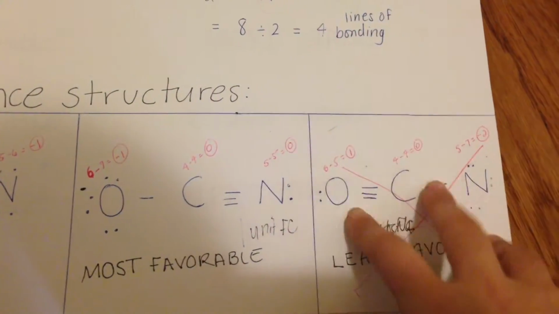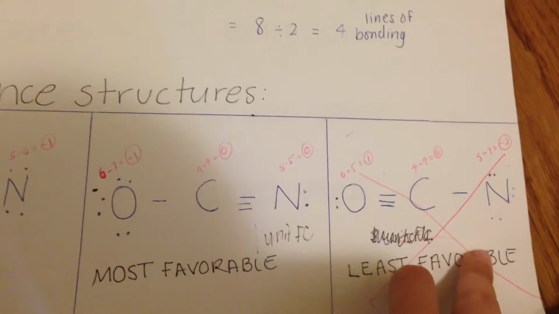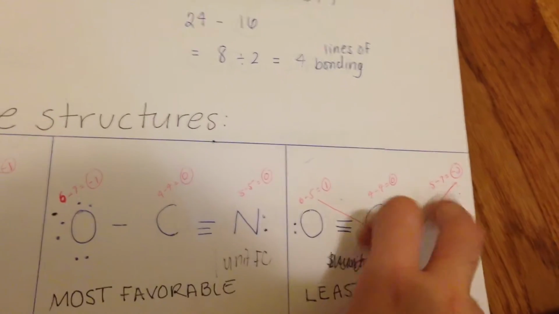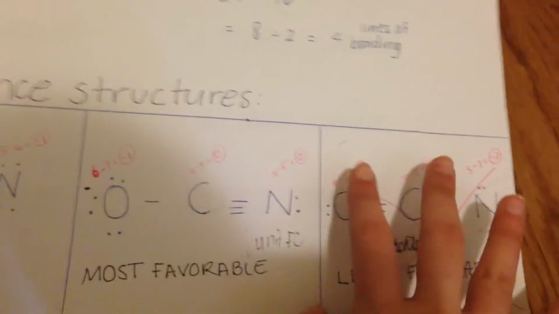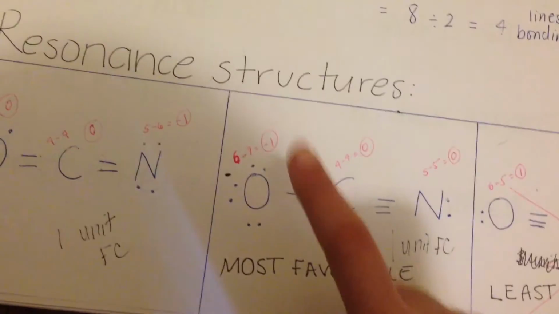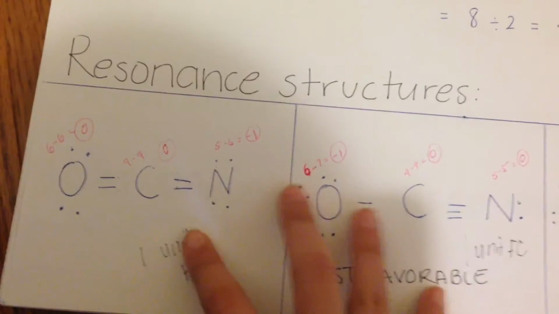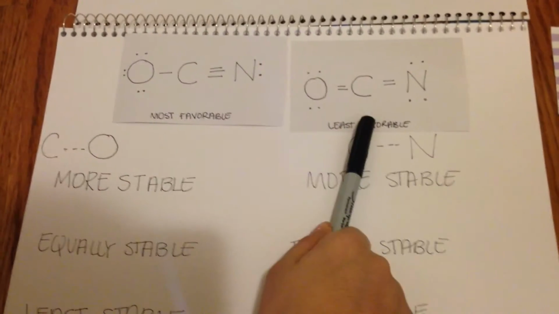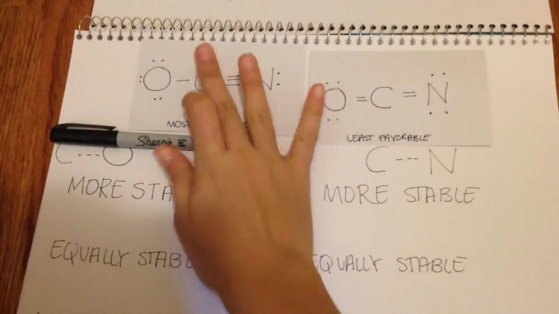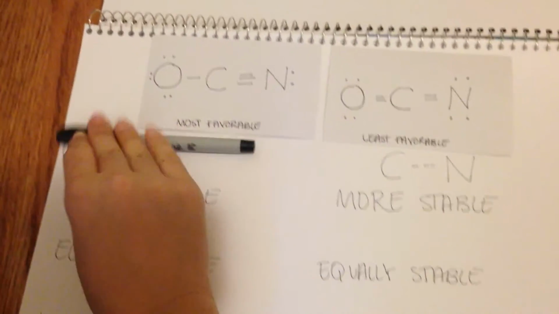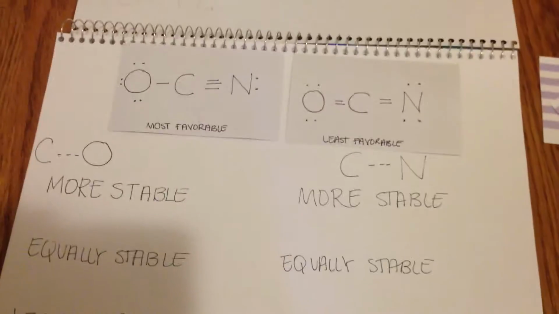Okay, so very quickly, we're just going to eliminate this structure because it's the least favorable. It has too many units of formal charge and we don't want that. This one just has 1 and it has a negative charge on the oxygen atom, and this one just has 1. So we're just going to stay with these 2. Now that we have the 2 most favorable, this becomes the least favorable out of the 2 that are left, because we eliminated the other one.